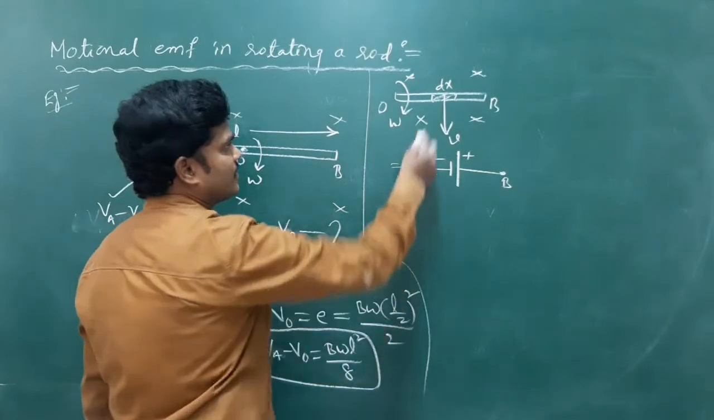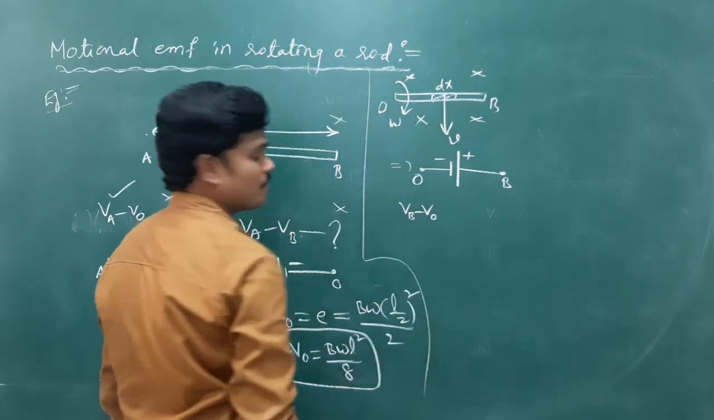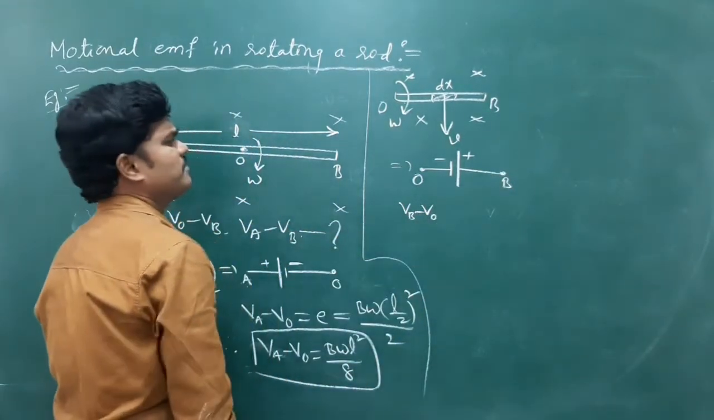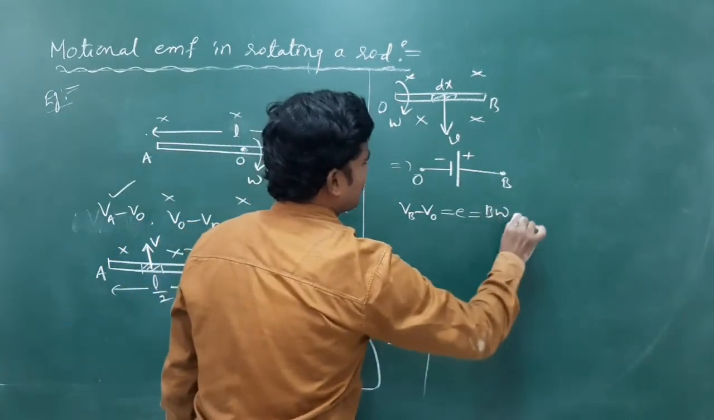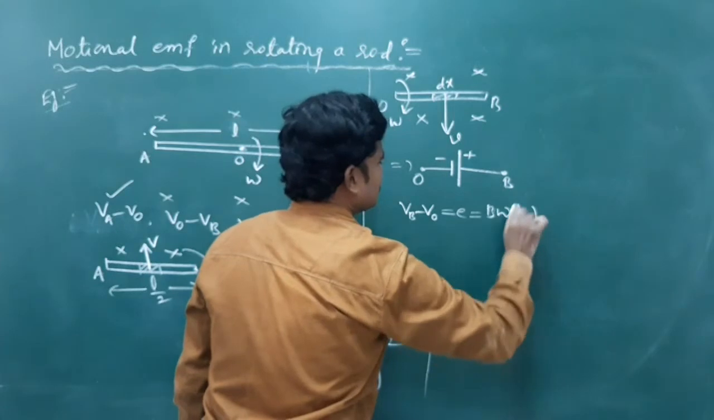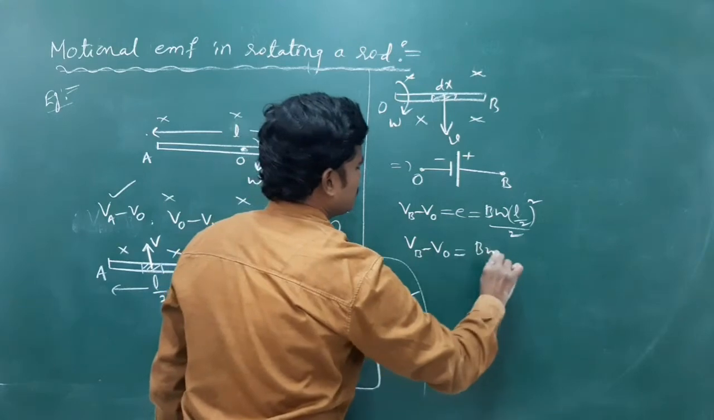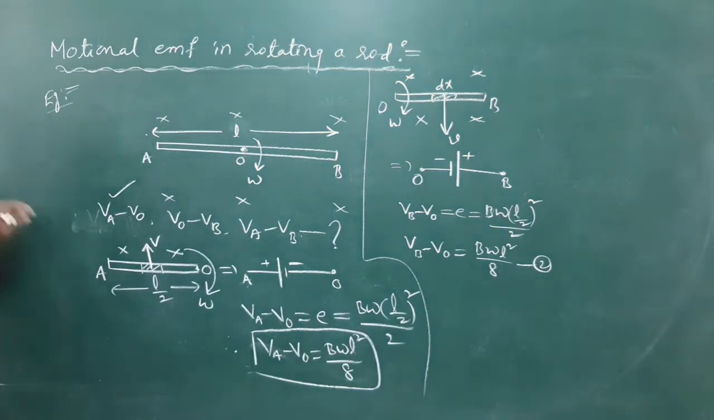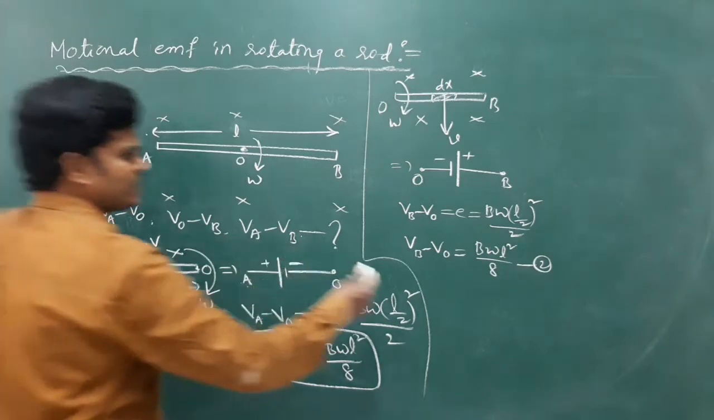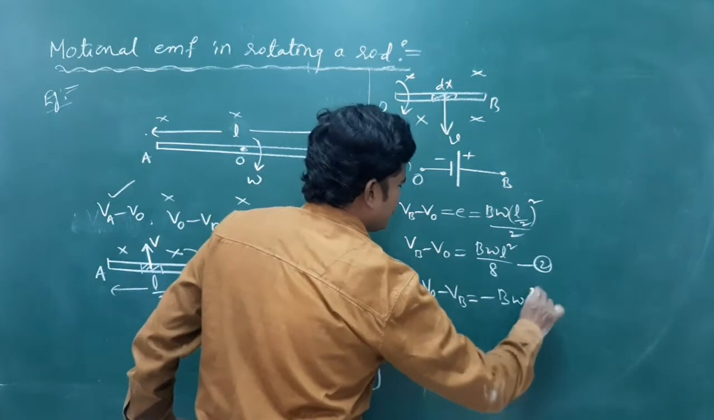Now the length of the rod is L by 2, so VB minus VO is the highest potential, which is equivalent to the EMF, that is B omega (L by 2) square by 2. VB minus VO is equivalent to B omega L square by 8, equation number 2. So I got VA minus VO, and VO minus VB. What is VO minus VB? VO minus VB is minus B omega L square by 8.